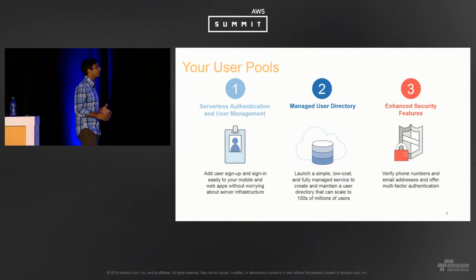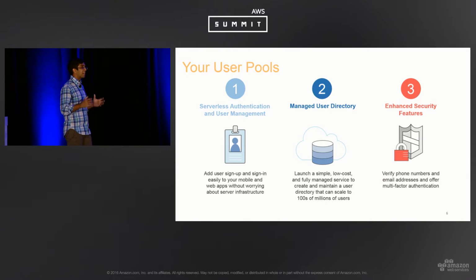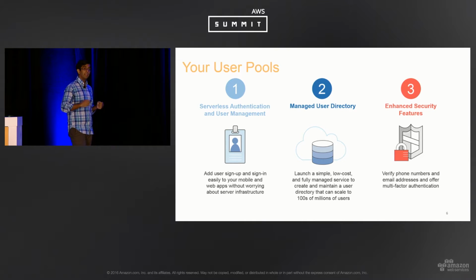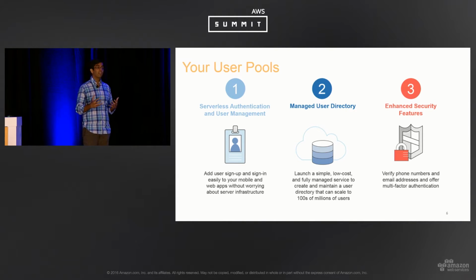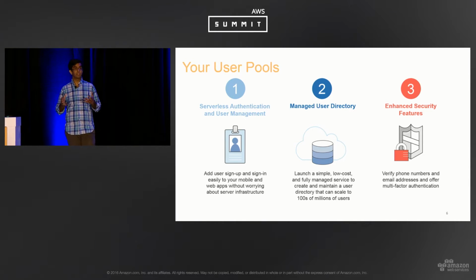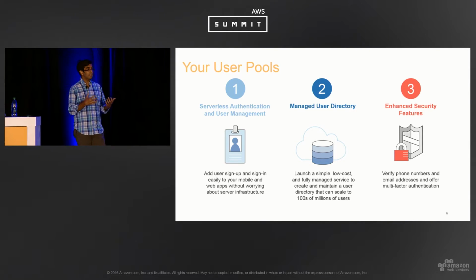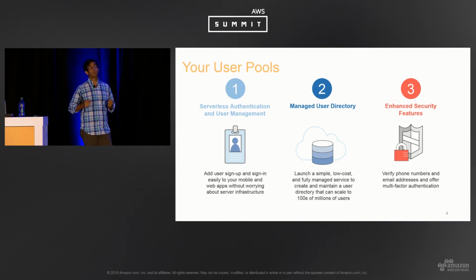The second key point is underlying the solution is a highly scalable user directory. And that can scale to hundreds of millions of users. The third point here is that what we're trying to do with this solution is actually productize and externalize many of the best practices AWS uses for application development to our customers. So you'll see enhanced security features that you can implement in your own application, like phone number verification, or email verification, or multi-factor authentication. And we'll go into those in just a second.